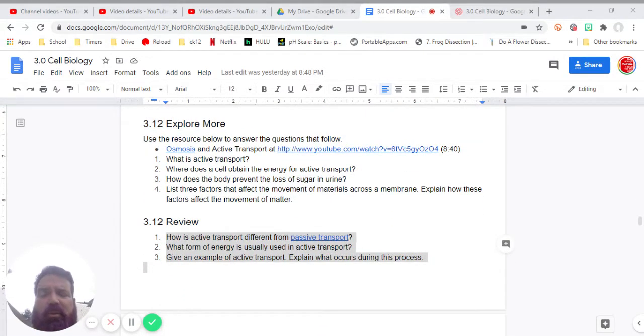And your 3.12 review questions. Number 1, how is active transport different from passive transport? Feel free to pause if you need to. What form of energy is usually used in active transport? Feel free to pause if you need to. Unpause when you're ready. Give an example of active transport. Explain what occurs during this process.